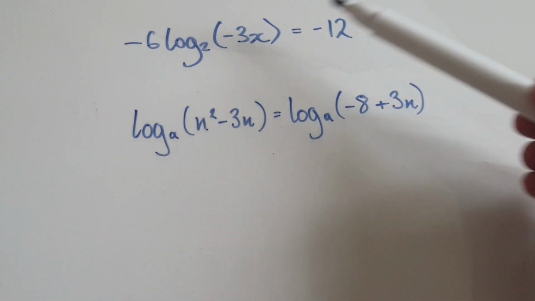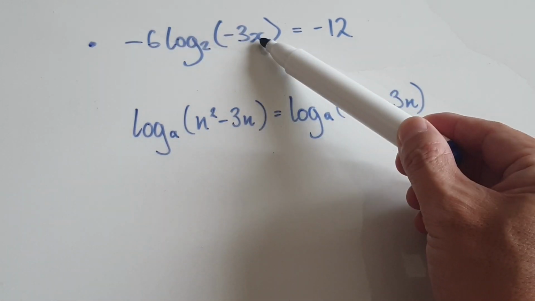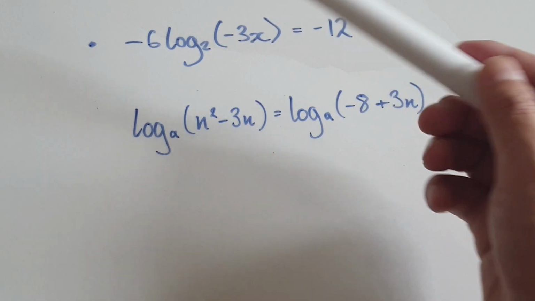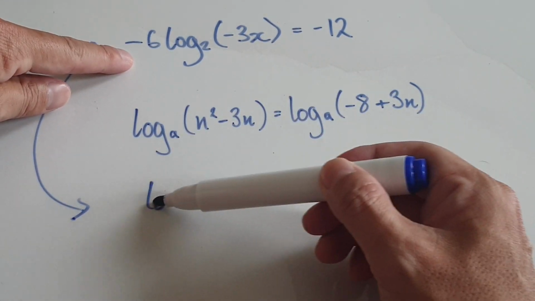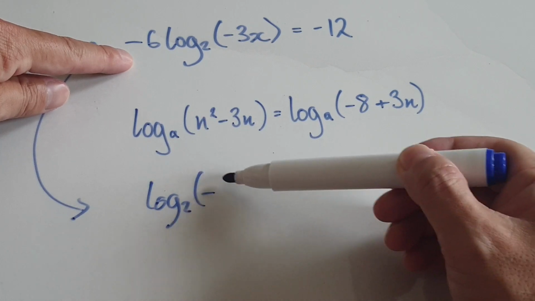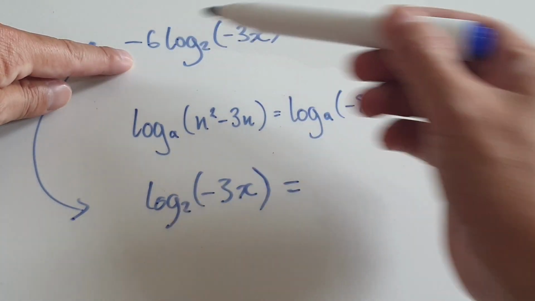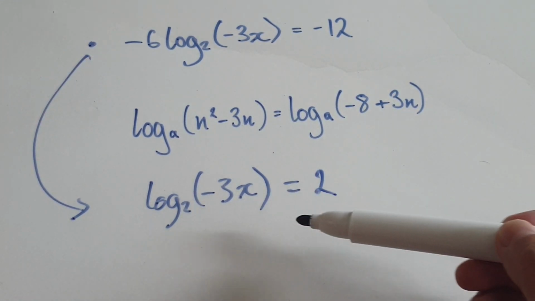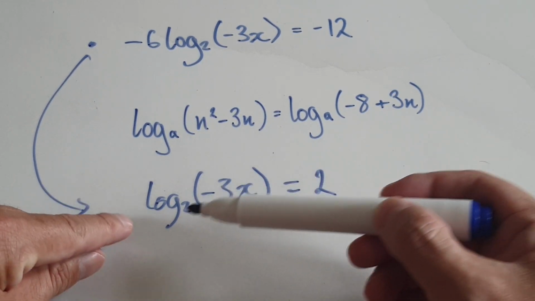Let's try and solve these two log equations. For the first one, you want to get x on its own, so divide both sides by -6. That will then give us log base 2 of negative 3x equals negative 12 divided by negative 6, which gives you positive 2. Now from here, exponentiate both sides with base 2.